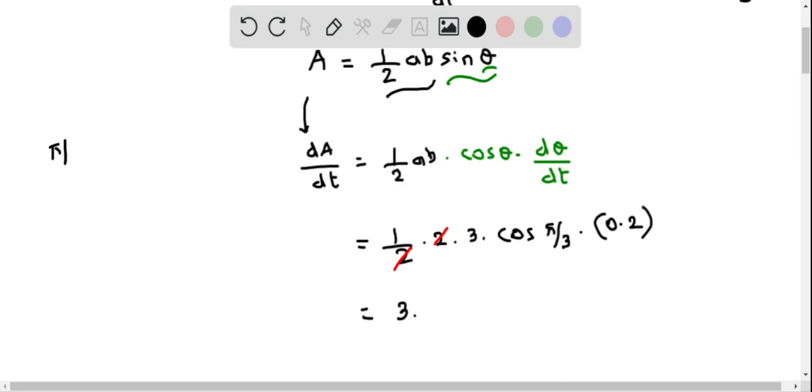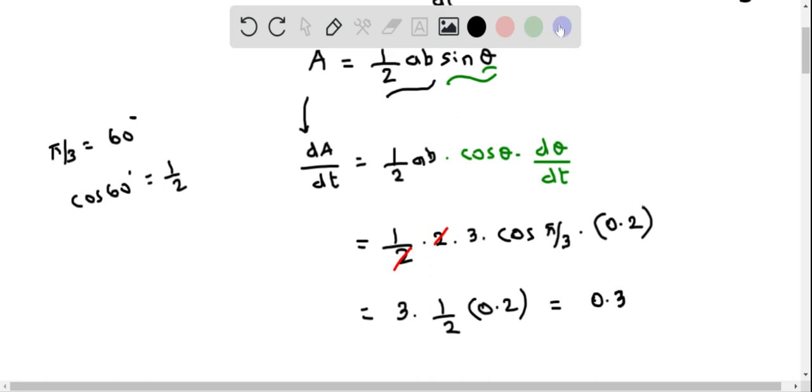Pi by 3 in terms of degrees is equal to 60 degrees, and cosine 60 degrees equals half. So we replace cosine pi by 3 by half times 0.2. And so this equals 3 times 0.2 divided by 2, which equals 0.3. And so this is the rate at which the area changes using the given information.